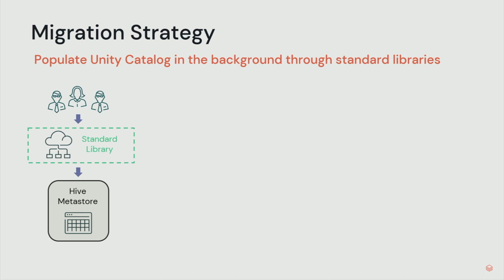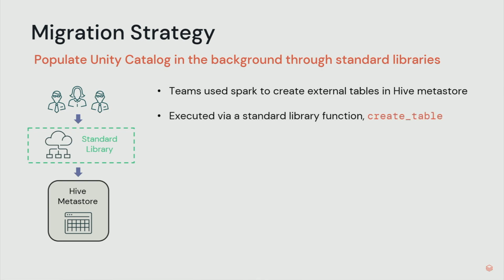And we looked at how teams are managing our tables internally and figured out a way to do this switch. So for context, our teams use Spark to create tables and do their ETL. But the cool thing is they use a standard library that we provision internally. So every team is using this library to manage their ETL pipelines. And so we have a standard function for them to create tables. We call it create table internally.